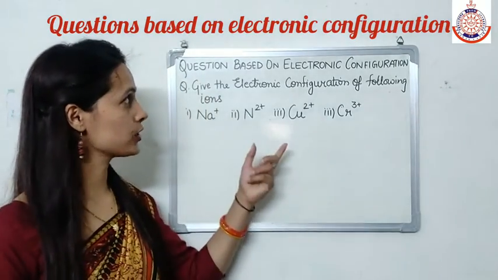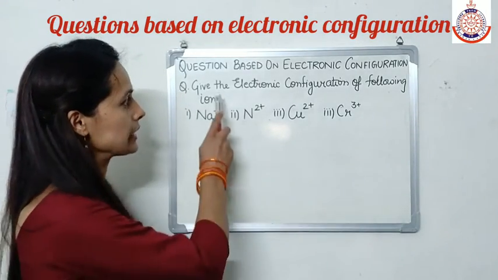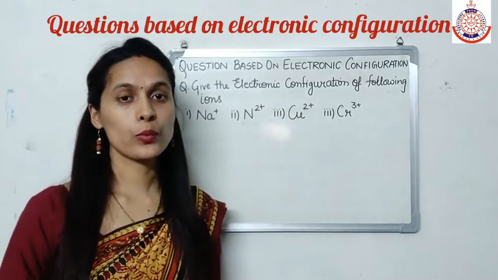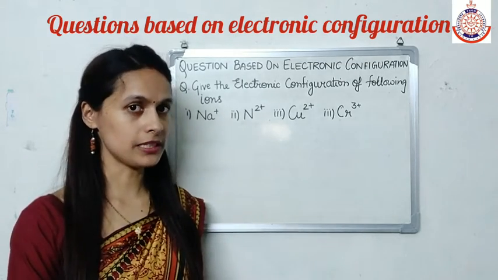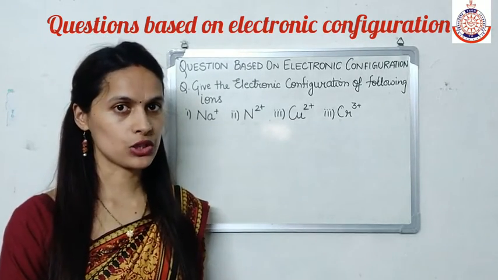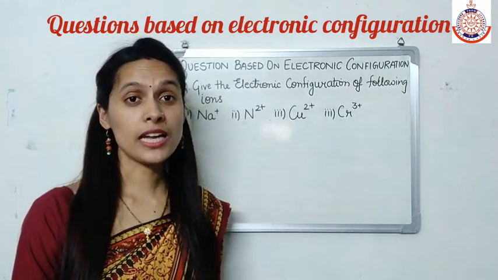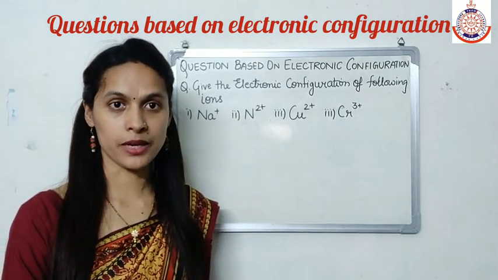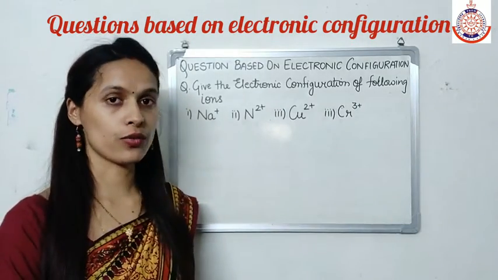Now here is the question which is based on electronic configuration. The question is, give the electronic configuration of the following ions. In our previous video, we studied how we write the electronic configuration of an element. Now in this question, we'll learn how to write the electronic configuration of an ion. Before writing the electronic configuration of an ion, we have to know how we write the electronic configuration of an element. Without knowing this, we can't write the electronic configuration of an ion.